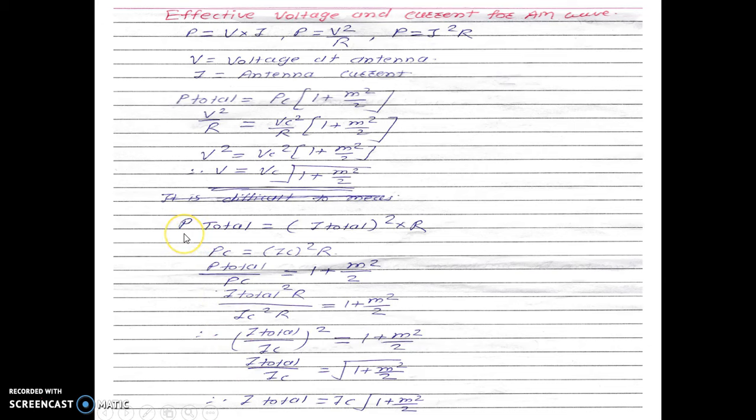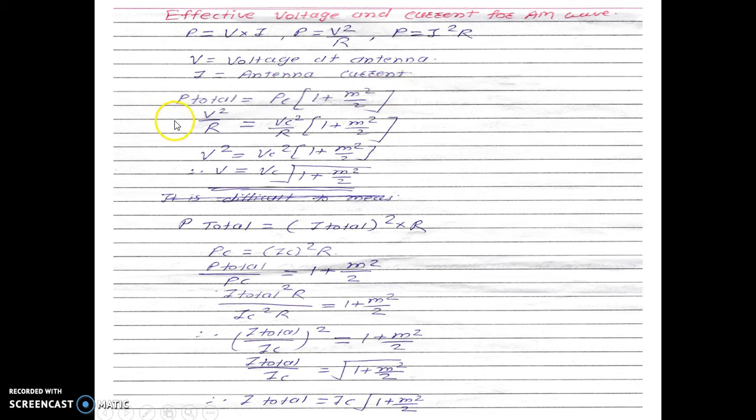Now see the effective voltage and current for the AM modulated wave. First see the basic formulas. What is the basic formula for P in terms of V and I? P is equal to V into I. P in terms of V is equal to V square by R. And in terms of current, P is equal to I square R. Here V is the voltage at the antenna and I is the antenna current.